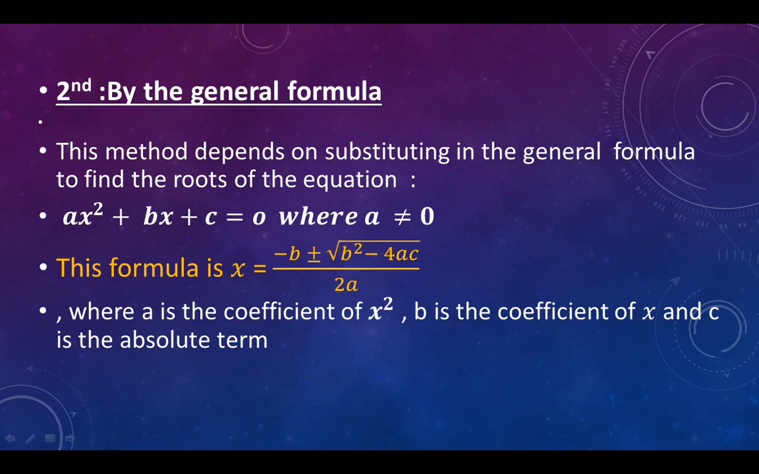The general formula is x equals negative b, positive or negative, square root of b power 2 minus 4ac, over 2a. Again, x equals negative b, positive or negative, square root of b power 2 minus 4ac, over 2a, where a is the coefficient of x power of 2, b is the coefficient of x, and c is the absolute term. Okay?